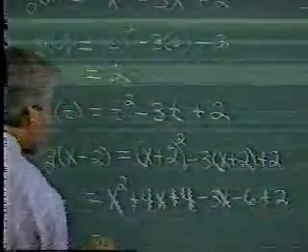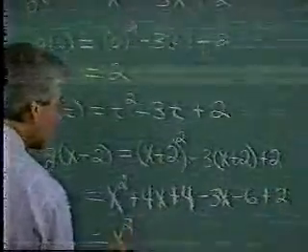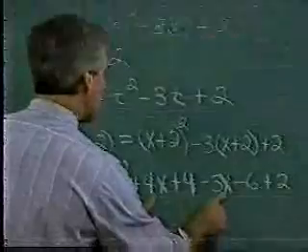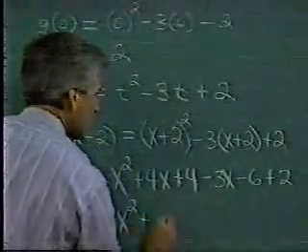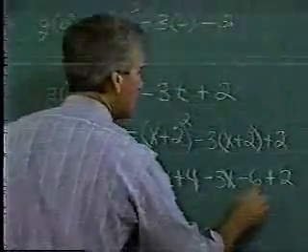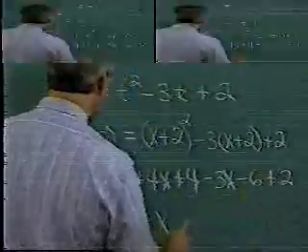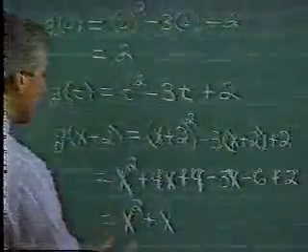And collecting like terms, let's see, I have only one second degree term. 4x minus 3x is simply x. 4 minus 6 is negative 2. Negative 2 plus 2, they go out. So g of x plus 2 is x squared plus x.